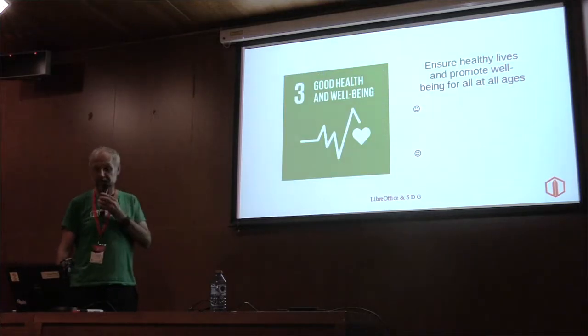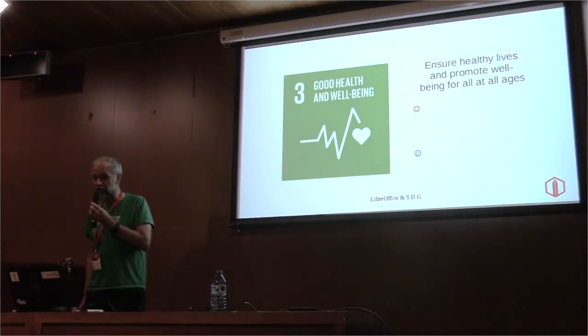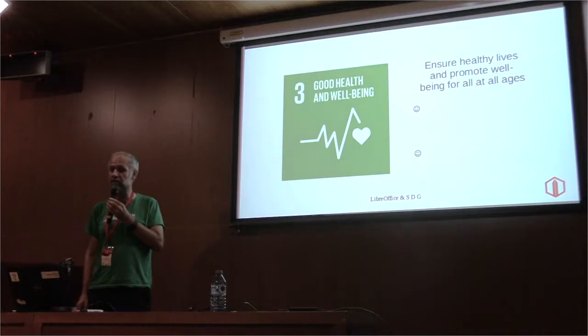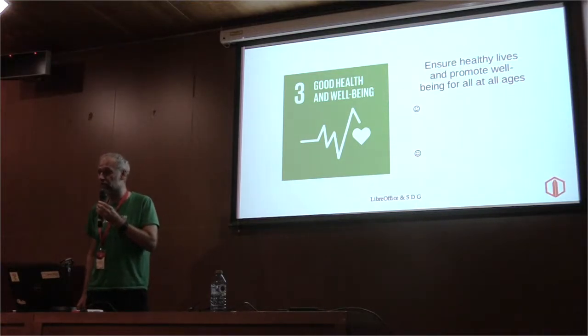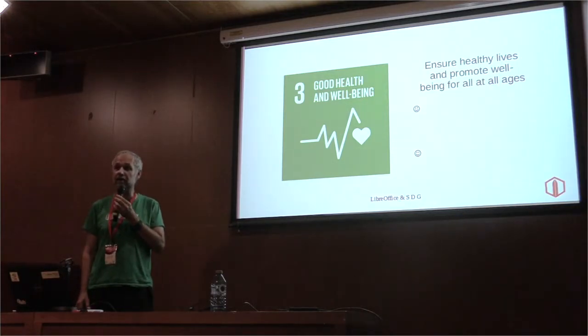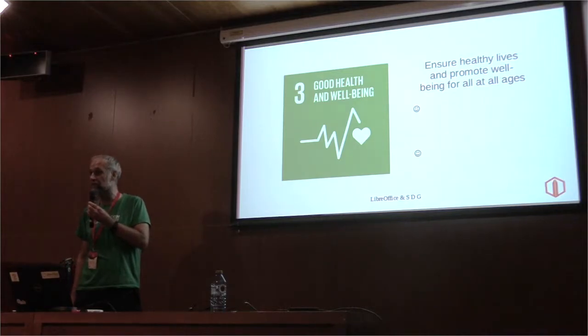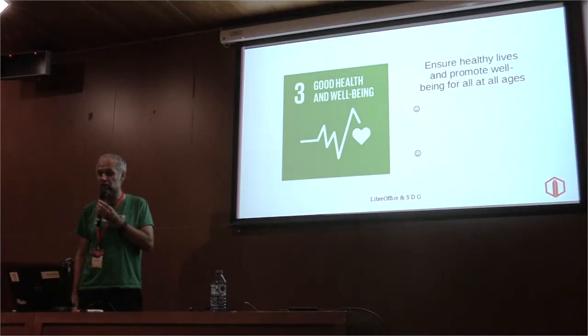Good health and well-being. There's good news: there are 17 million fewer children who died in 2019 compared to 1990. But the negative sign is that still 5 million children died before the age of 5. So by 2030 we should try to diminish this dramatically.